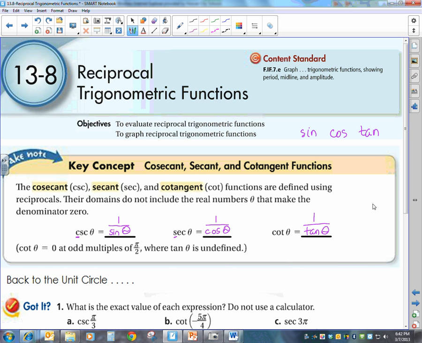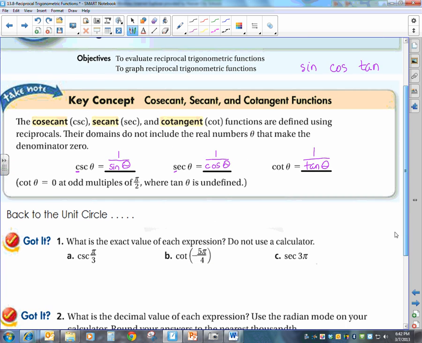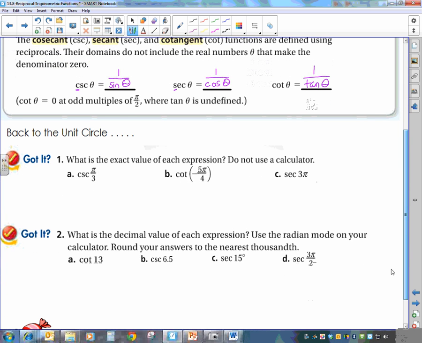Okay, so some more examples that we have. It tells you not to use your calculator. We're looking for the cosecant of pi over 3. So if you go to your unit circle and find pi over 3, you should see the coordinates 1 half, comma, square root of 3 over 2. Cosecant again is 1 over the sine. This is my value for sine. So 1 over that number is going to be 2 square roots of 3 over 3.